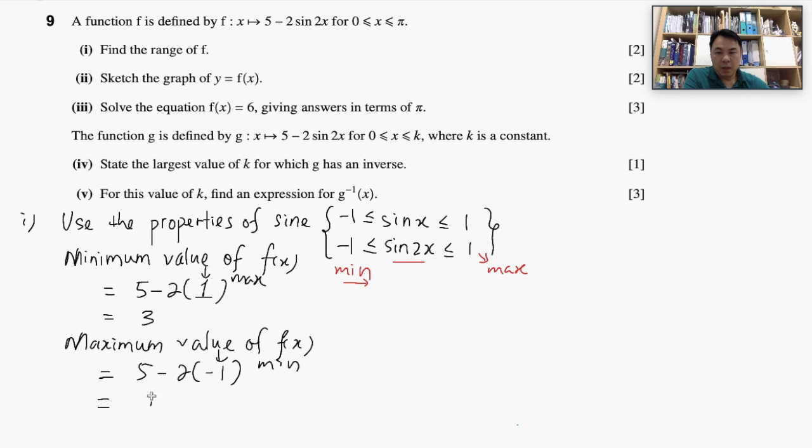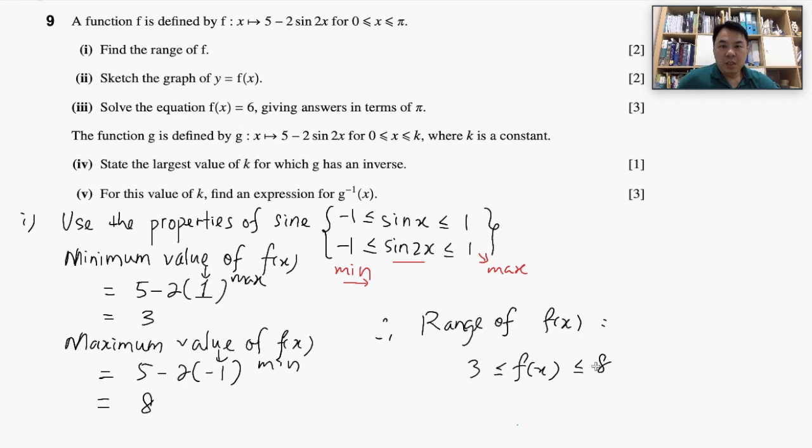So I'm going to put that in. Therefore, the range of f(x) is lying between 3 and 8. Okay, so I hope that is clear here. Right. Now that is by using the known properties of the sine function.